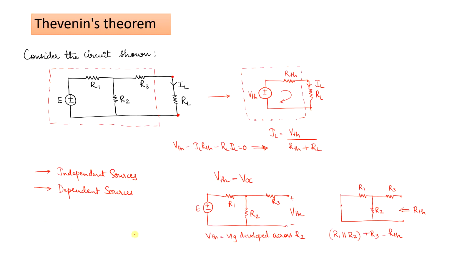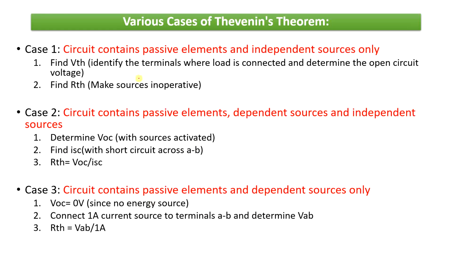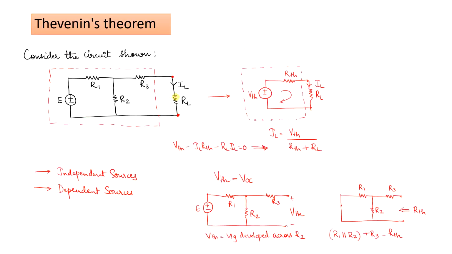Depending on the type of sources that are there, what are the various cases that we have? Case 1: we have a circuit which contains passive elements. When I say passive elements, it could be resistor, capacitor or inductor, and then you have only independent sources present. The example that I demonstrated to you just now is a case where you had only independent sources, right? Only independent sources are present.